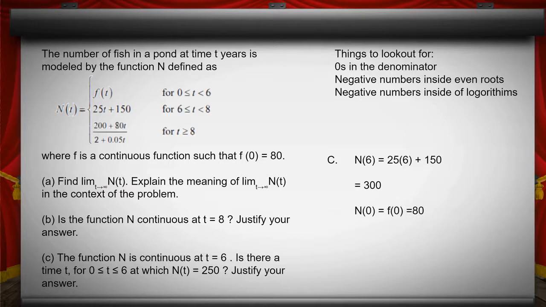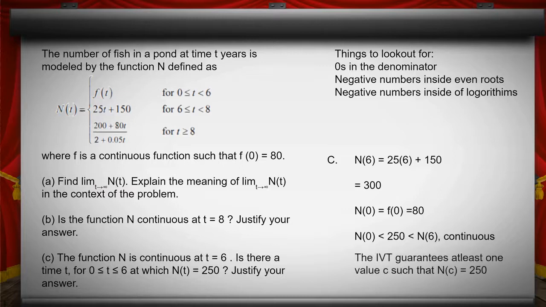And then for n of 0, the description of the problem told us that f is a continuous function such that f of 0 equals 80. And f of t is the part of the n of t piecewise function when t equals 0. So when t equals 0, n of 0 equals f of 0, which equals 80. Because 250 is between n of 0, being 80, and n of 6, being 300, and we know the function is continuous, the intermediate value theorem guarantees at least one value c such that n of c equals 250.